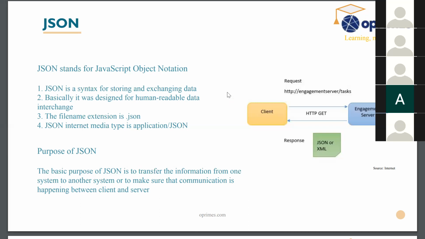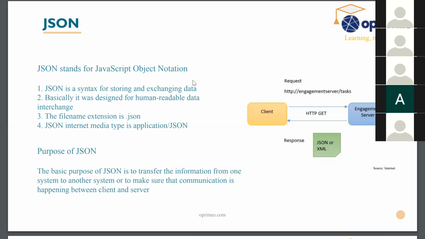So again, we'll move on to the first part. JSON means JavaScript Object Notation. JSON is a syntax for storing and exchanging data, similar to XML itself. Basically, it was designed for a human readable format. So with the help of JSON, we can easily understand what the content is. The file name extension is .json.